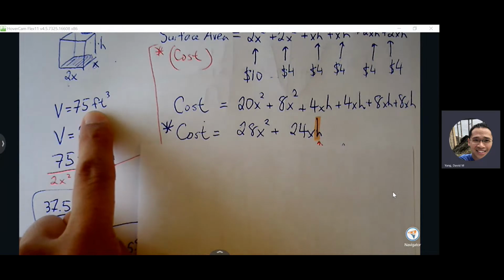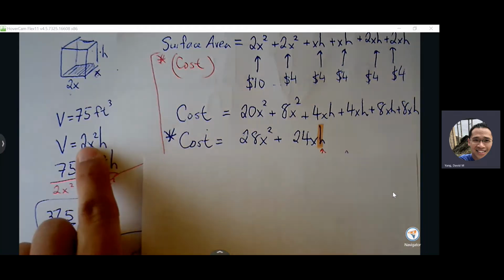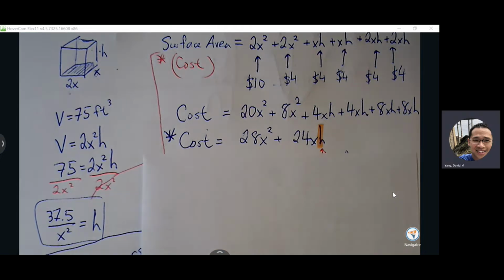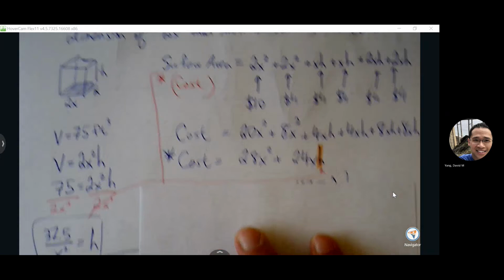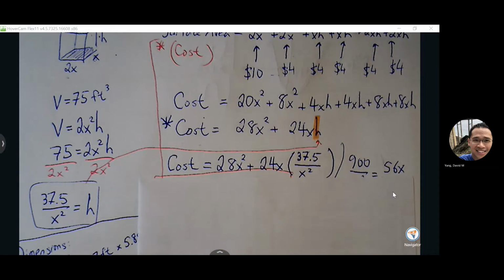So my volume is 75 cubic feet. My volume formula for the box is length times width times height. So 2x times x times h, which is 2x squared h. Okay. Replace the volume with 75. Divide by 2x squared. Clean up your expression and solve for h. So 75 divided by 2 is 37.5. The x squared stays in the denominator. Now I can substitute that 37.5 over x squared for the h in my cost equation.